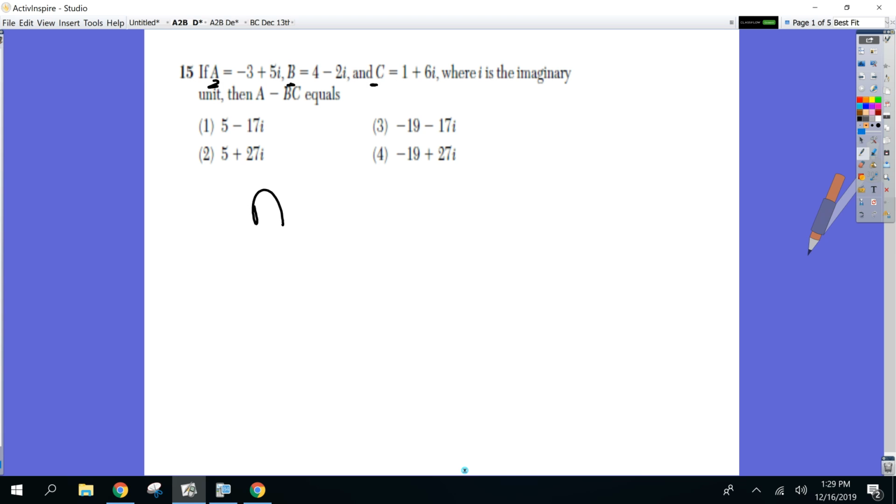I need your guys' help. A minus BC. What is it asking me to do to B and C? Okay, let's do that off to the side so that doesn't get involved with our problem. Let's do 4 minus 2i times 1 plus 6i off to the side.